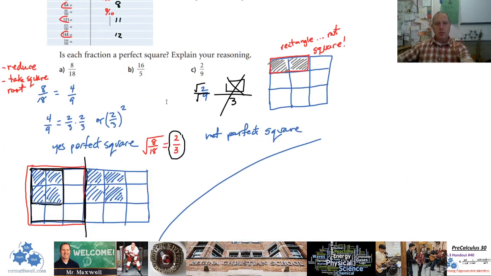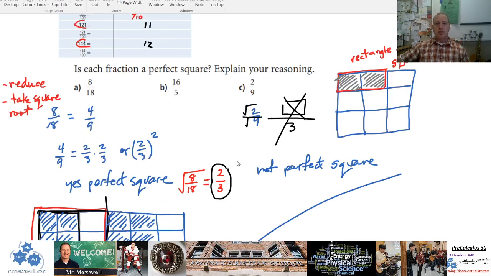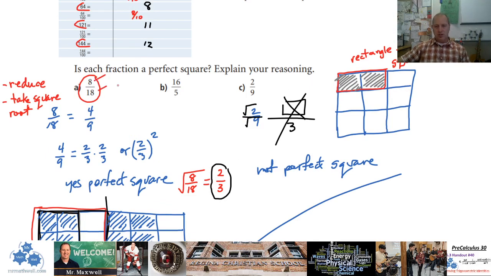All right, here's some more practice. Is each fraction a perfect square? Explain your reasoning. Okay, so this one right here, 8 over 18. Notice that 8's not a perfect square, 18's not a perfect square. So you might say no and move on. Yeah, you got to be careful. You want to reduce the fraction as much as you can first, please. Reduce it, and I'll show you why in a second.